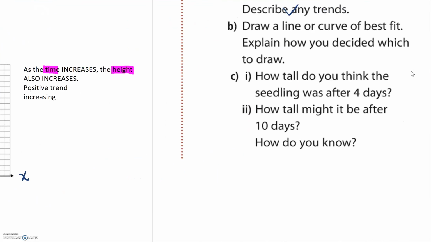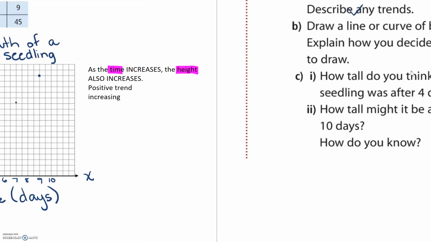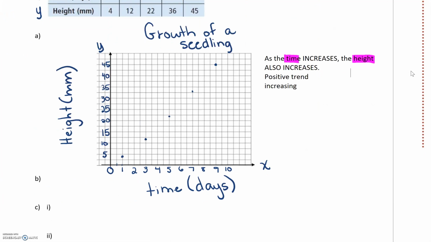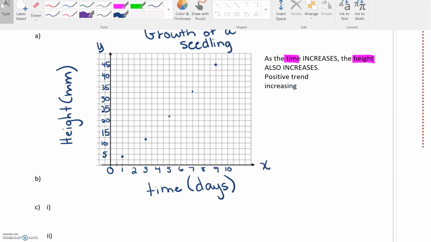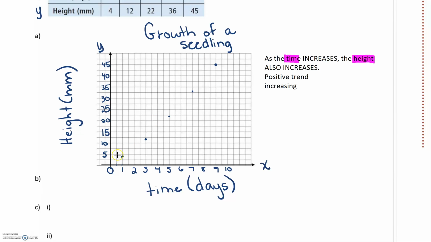Draw a line or curve of best fit and explain how you decided which to draw. So here, I see a kind of linear data. So I know that my data is making a relatively straight line. It's not making a perfectly straight line, but it is making a relatively straight line. There is a pattern here. It's increasing. So there is a relationship. And if there is a relationship, then that means that I'm able to put a line of best fit. So I'm going to go ahead and try to put my line of best fit going through most points. Okay, it doesn't go through all points, but it does go through most points.